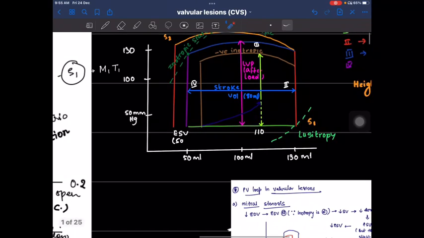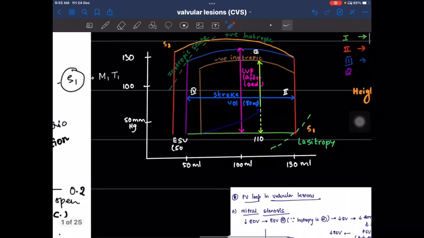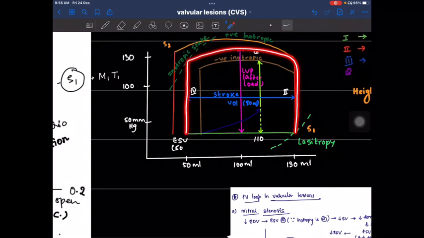Now, this is the point where the filling starts, right? And this is where we end up. So this point where the filling ends, it must correspond to what? The end diastolic volume. So this point is the end diastolic volume. And after doing all this, like this, like this, like this, we come here at the end of systole, right? This is the end of systole.